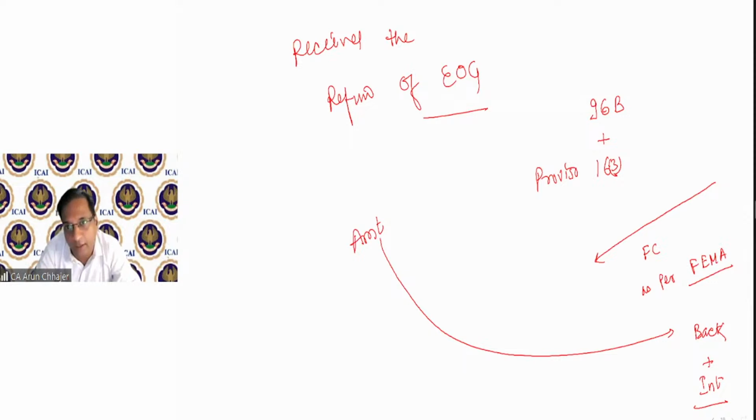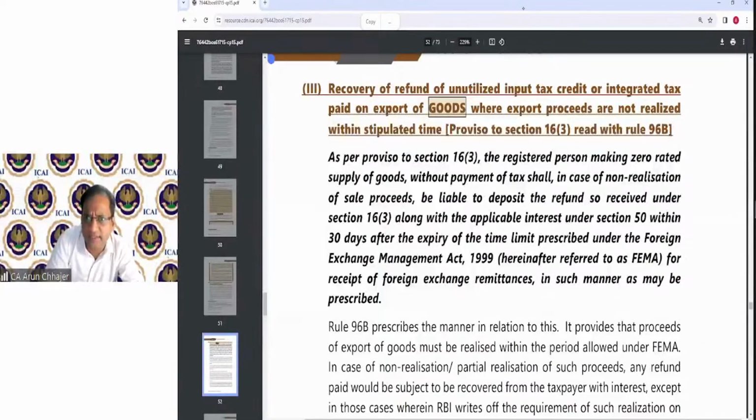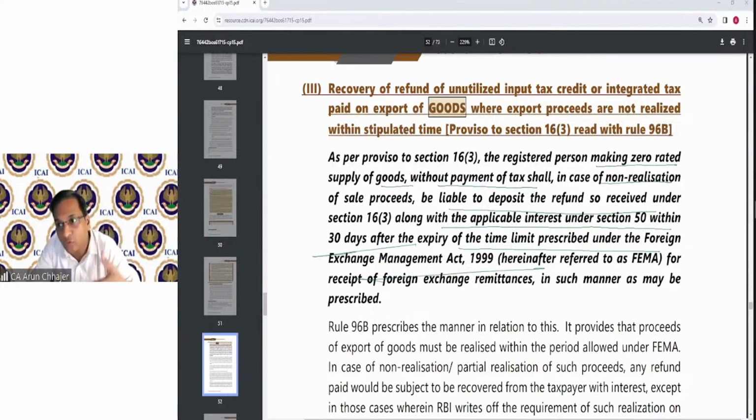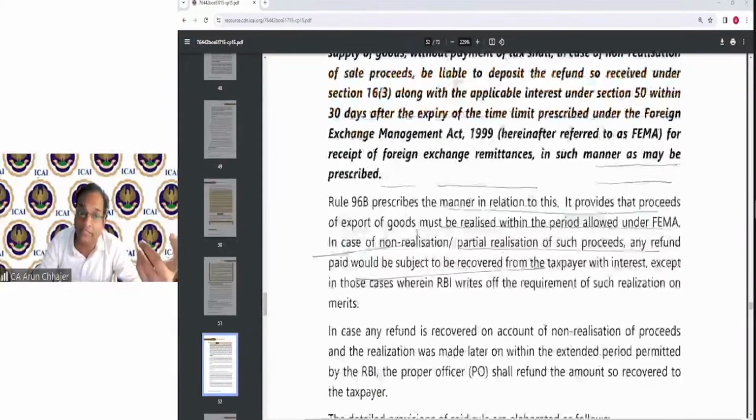As per the proviso to 16.3, the registered person making the zero rated supply of goods without payment of tax, in case of non-realization, will be liable to deposit the refund so received, along with applicable interest, within 30 days after the expiry of the time limit under FEMA. And this rule 96B also says, whenever you receive the realization in future, you can again apply for the refund.